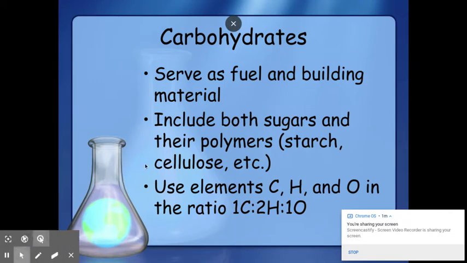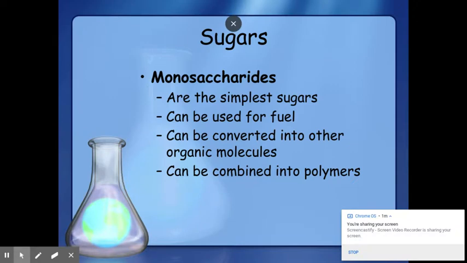All right, so sugars are monosaccharides. Again, monosaccharide is the monomer of a carbohydrate. So if you want to write that down in the monomer, I can give you an example, which is glucose. Glucose is an example of a monosaccharide, also known as simple sugars. These are what we as people, and other organisms, use as fuel. They can be converted into other organic molecules such as fats. And they can be combined into polymers like starches and cellulose and chitin, things like that.